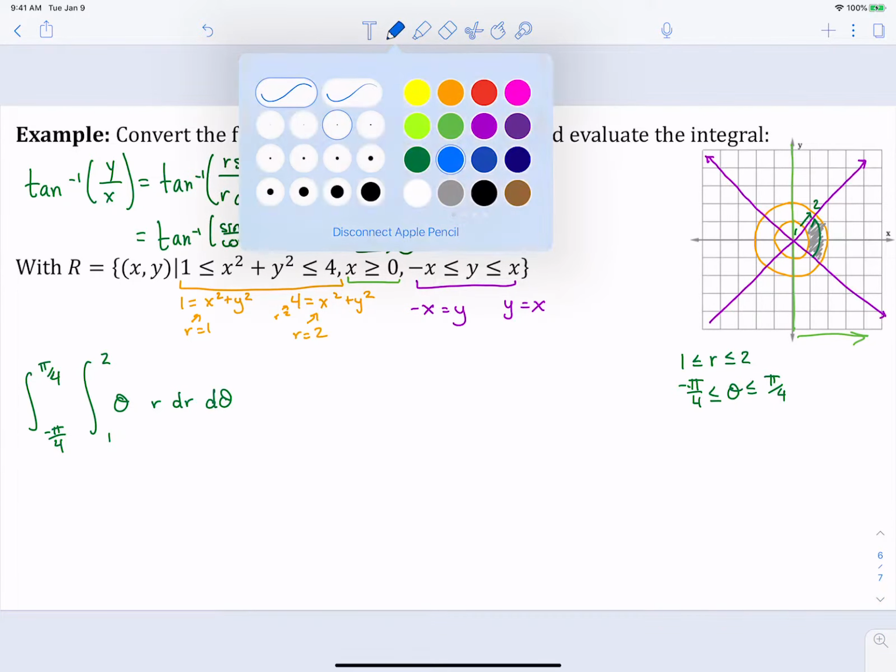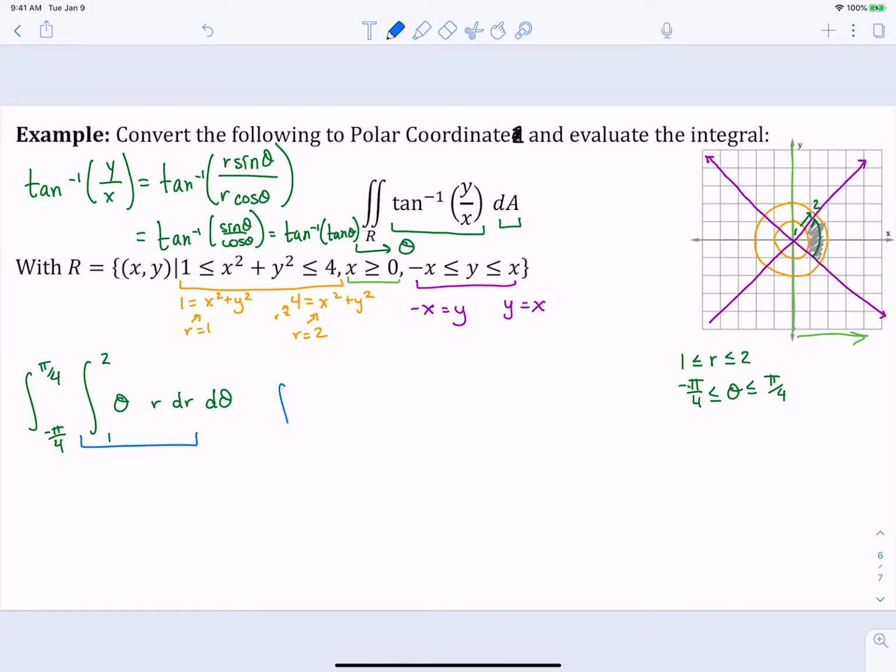So now in this case, when we take that inside integral, 1 to 2 of theta times r dr, theta is a constant in this case. We're taking the integral with respect to r, so theta is just going to hang out, and we're going to get r squared over 2 from 1 to 2. Again, I'll save us a little bit of arithmetic. You should get 3/2 times theta. And then if we plug this back into our double integral for that inside integral, we are going to have 3 over 2 theta d theta.